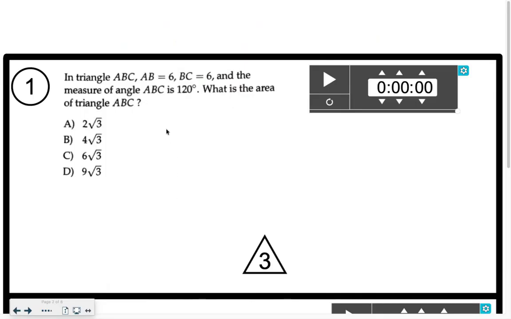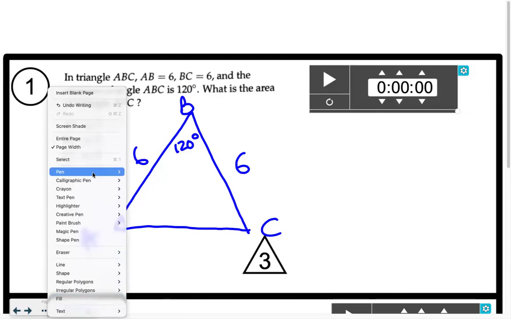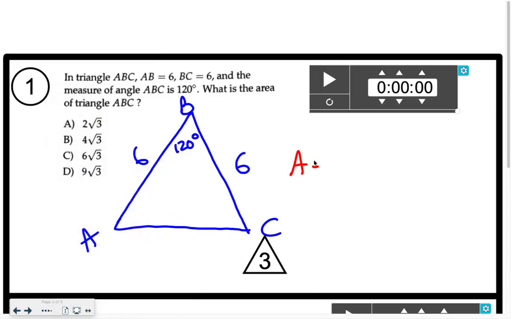In this triangle ABC, AB and BC are the same. So I'm going to first just make a triangle and I'm going to call it ABC. AB and BC are both 6, and the measure of angle ABC is 120 degrees. And they want to know the area of this triangle. So we should know that the area of a triangle is 1/2 base times height. So this is the base, and this is the height.